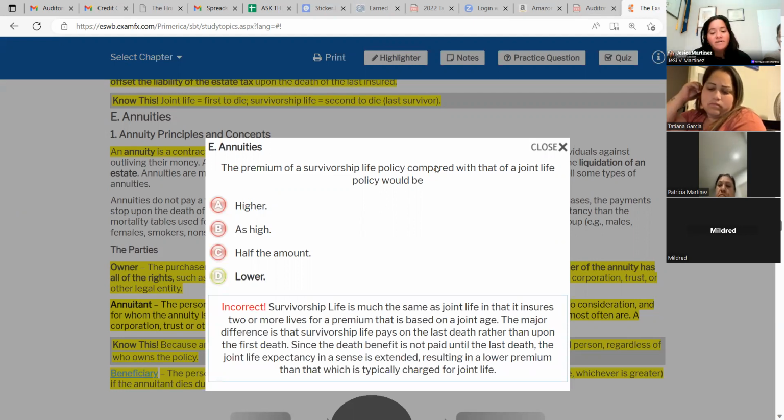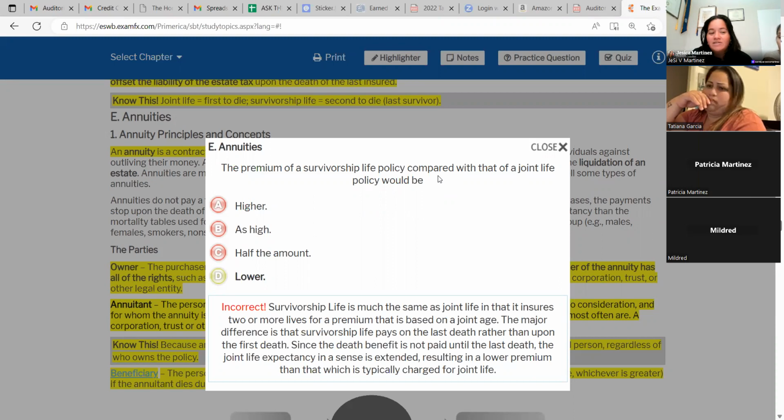So survivorship life is much the same as joint life in that it insures two or more lives for a premium that is based on a joint age. The major difference is that survivorship life pays on the last death rather than upon the first death. Since the death benefit is not paid until the last death, the joint life expectancy is in a sense extended, resulting in a lower premium than that which is typically charged for joint life.